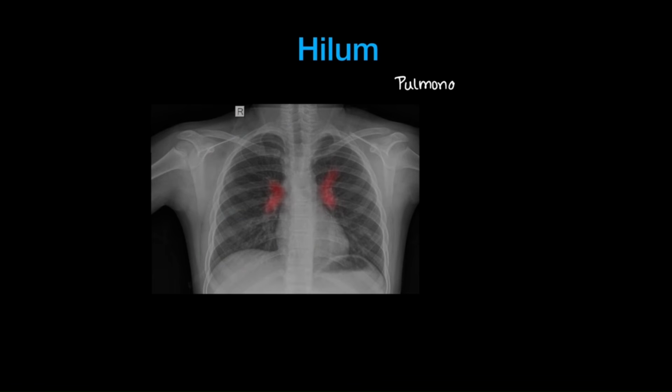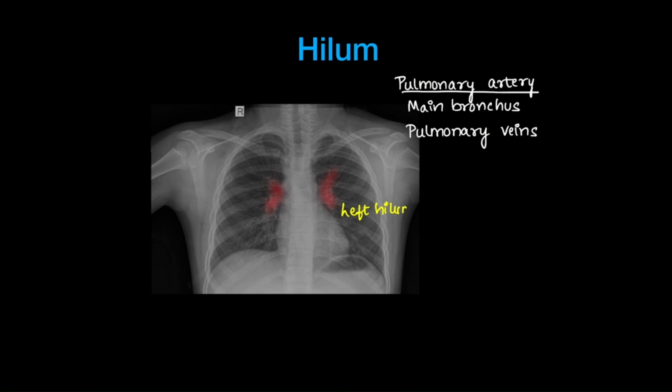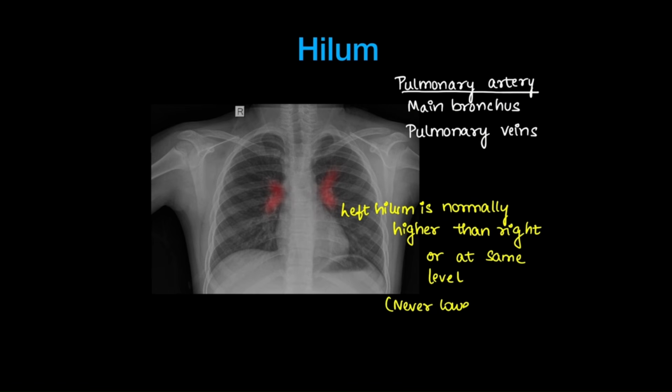Coming to lung hilum. Hilum is an area through which the pulmonary artery, main bronchus and pulmonary veins enter the lung parenchyma. So what we can see are pulmonary arteries mainly on X-ray. The left hilum is normally higher up than the right hilum, or it is at the same level. It is never lower than the right hilum. This you have to remember. The angle is called the hilar angle, formed by the inferior pulmonary artery and superior pulmonary vein. And if this angle is blunted, then there is a pathology.